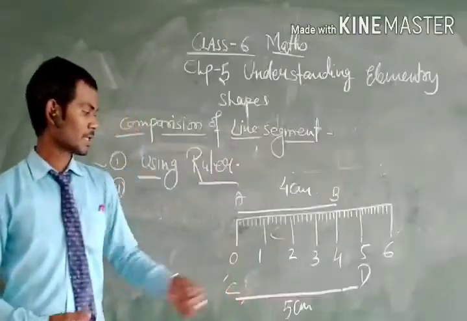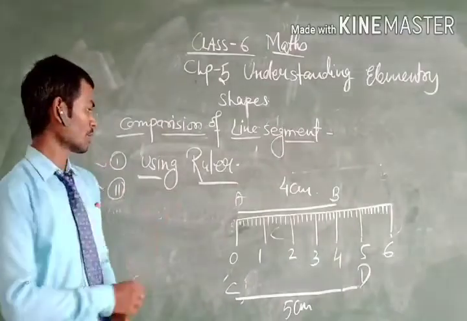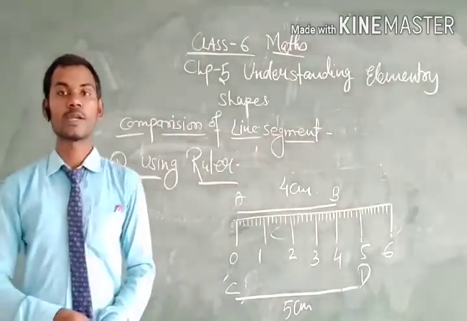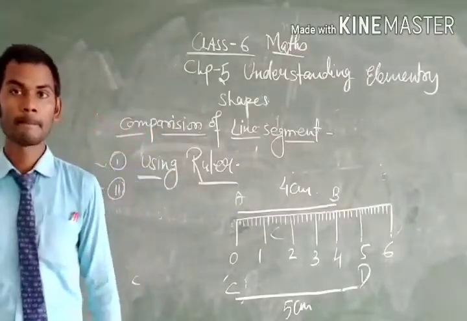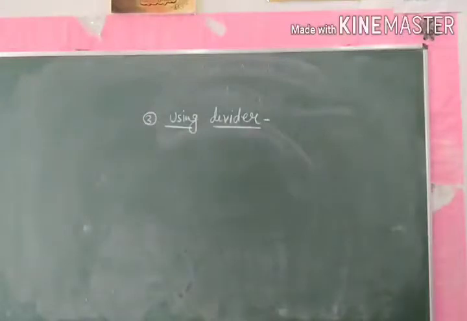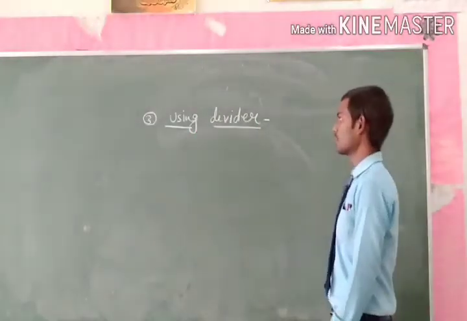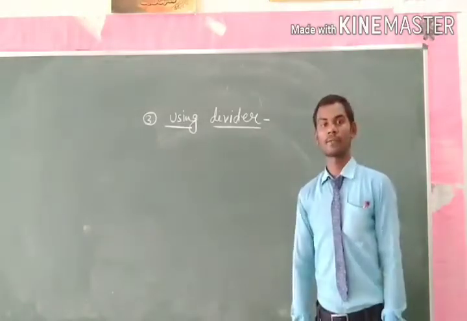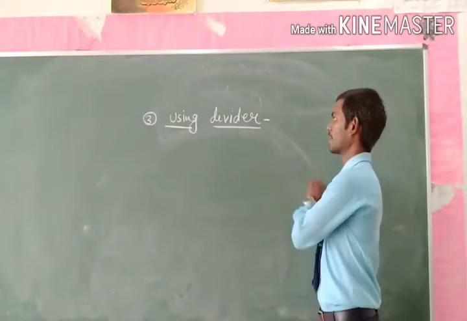I hope it is clear. This method is the using ruler method for the comparison of line segments. And the third method for comparison of line segments is using a divider.